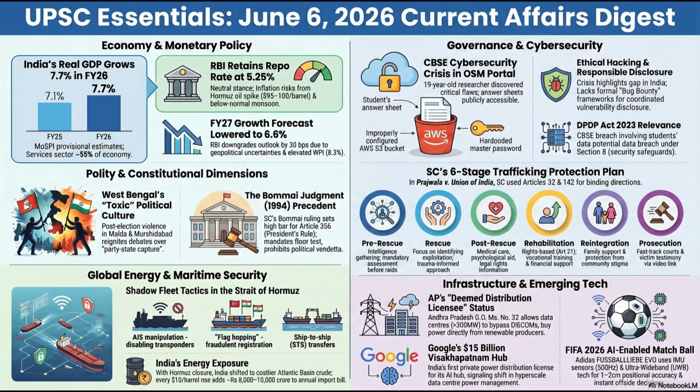Looking at the depth of the material we've unpacked, that brings us to the conclusion of our stack of sources for today. Let's briefly recap the massive intellectual journey we've taken. We began by analyzing the macro engine of the nation, unpacking MOSPI's methodology to understand how India's economy achieved a robust 7.7% growth, driven by a dominant services sector and a resurgent manufacturing base. We then exposed the profoundly fragile underbelly of the digital infrastructure enabling that growth, detailing how a 19-year-old researcher's discovery of catastrophic cloud security flaws at the CBSE highlights the critical, urgent need for public bug bounty programs and rigorous vendor accountability.